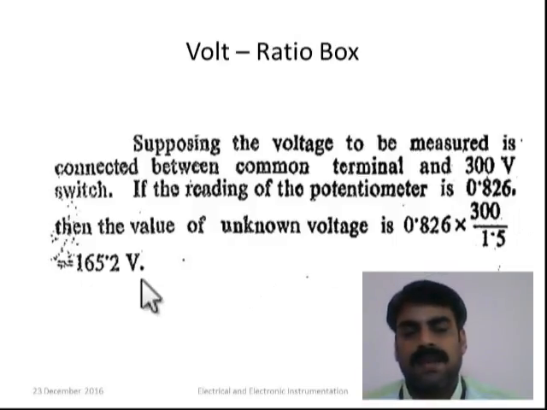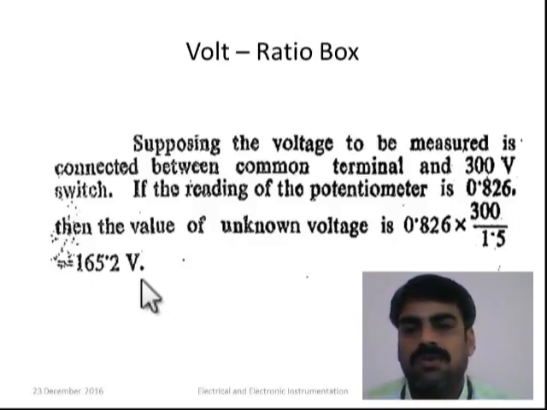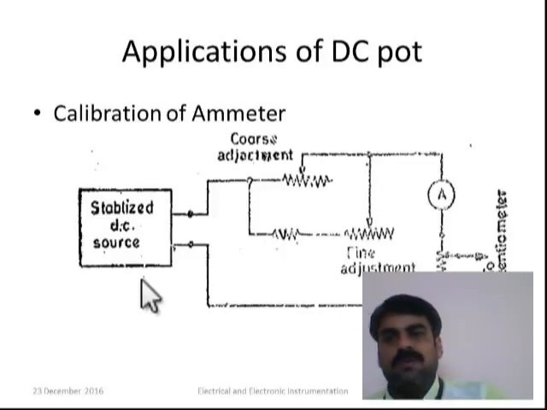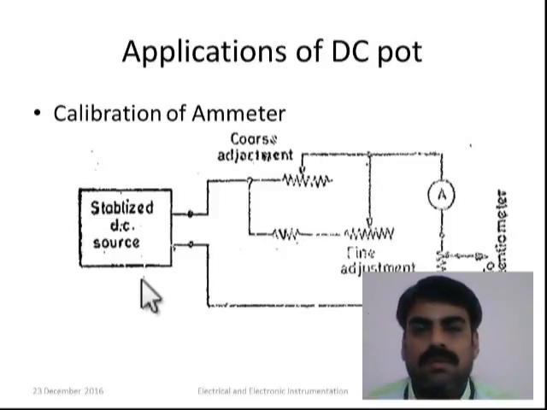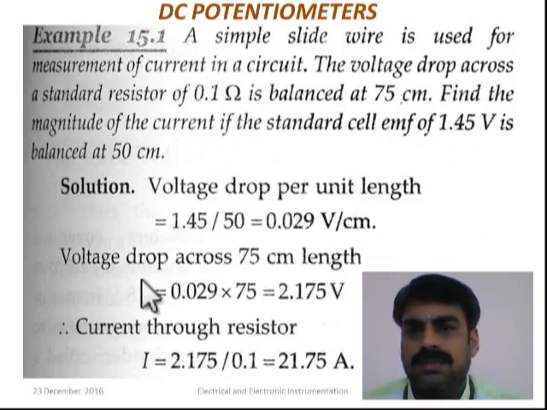So using this simple calculation, we can easily relate the potentiometer output with the actual unknown voltage we have supplied through the voltage ratio box. So this is how DC potentiometers are used in calibration as well as in measuring unknown resistance and unknown power. Now let us move on to the next one.